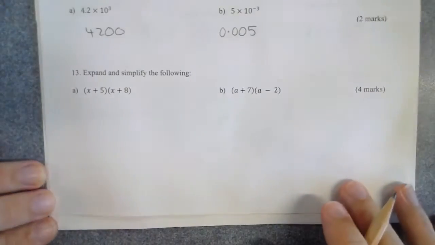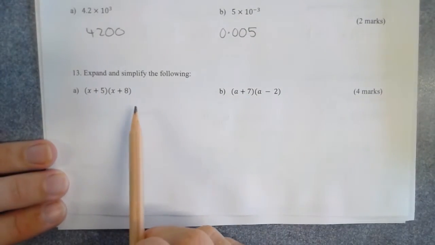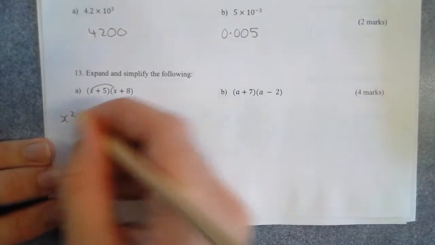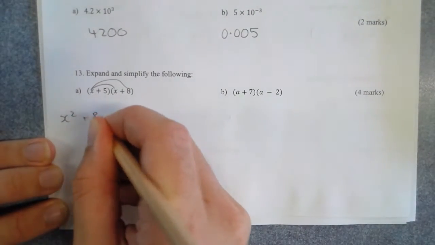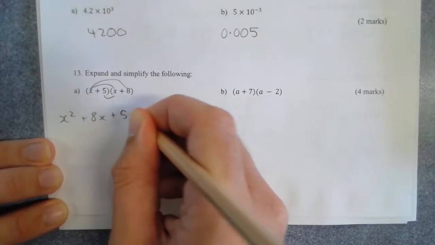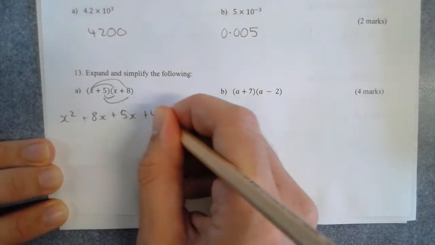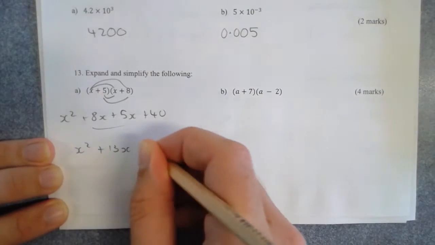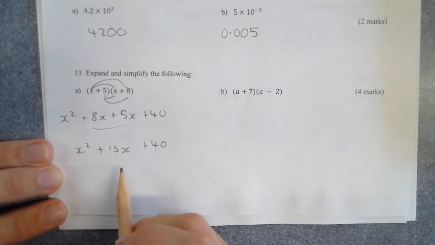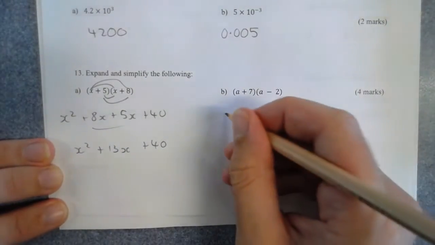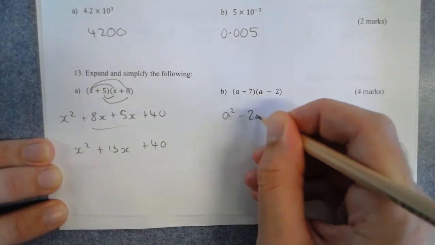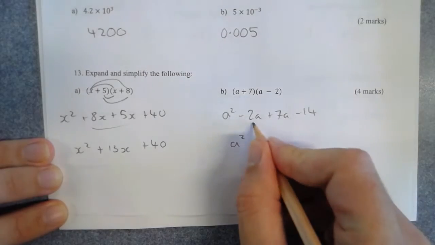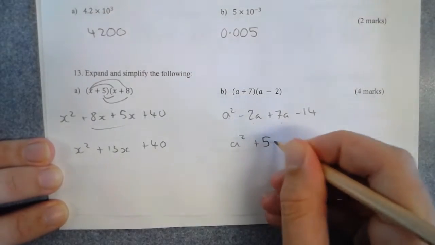Question 13, expand and simplify. So a bracket times a bracket. You can use FOIL, you could do x times x is x squared, x times 8 is 8x, 5 times x is 5x, 5 times 8 is 40. Simplify by collecting like terms, x squared plus 13x plus 40. Same over here, we get a squared minus 2a plus 7a minus 14, and minus 2a plus 7a is plus 5a.